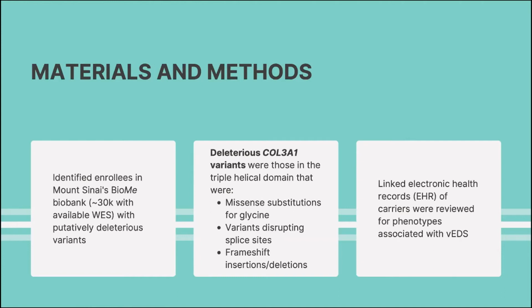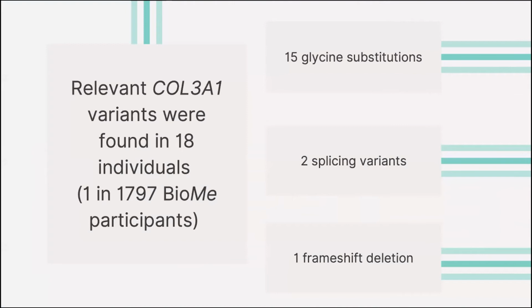Using these exome sequences, we identified carriers of deleterious COL3A1 variants, defined as missense substitutions for glycine, variants disrupting splice sites, and frameshift insertions or deletions in the triple helical domain. After we identified BioMe enrollees with potentially deleterious COL3A1 variants, we reviewed their electronic health records for phenotypes associated with VEDS. Ultimately, we identified 18 BioMe individuals, or 1 in 1,797 BioMe participants, who harbored potentially deleterious COL3A1 variants. These variants included 15 glycine substitutions, 2 splicing variants, and 1 frameshift deletion.